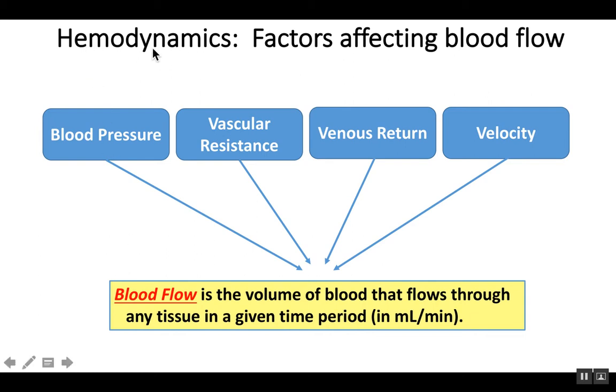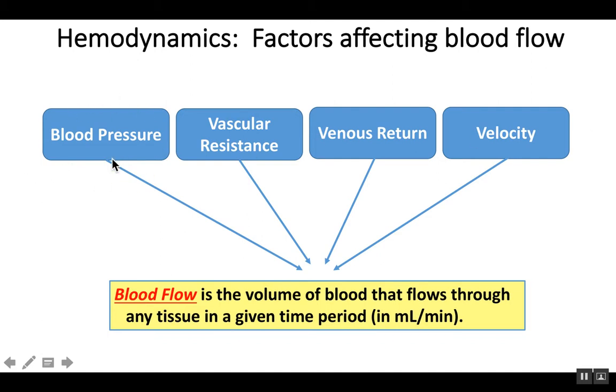Hemodynamics is the study of all the factors that affect blood flow. If you look down at the bottom, blood flow by definition is the volume of blood that flows through any tissue in a given time period. It's usually given in milliliters per minute. These four are the big four factors that affect this blood flow.